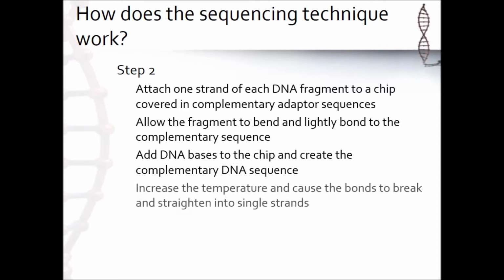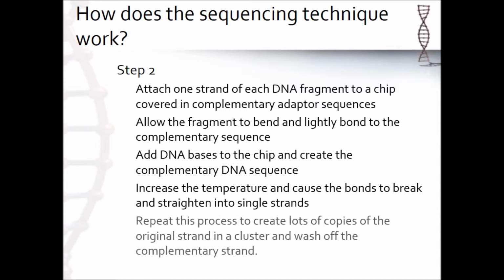This allows you to, when you increase the temperature, break the bonds, and you now have two of the original strands. However, one is the complementary strand. This would be a problem unless you repeated the process and caused the complementary strand to be complemented back into the original strand of DNA. And by doing this, you create a cluster of that original fragment in the local area on the chip. You can then wash off the complementary strand, which you don't need.